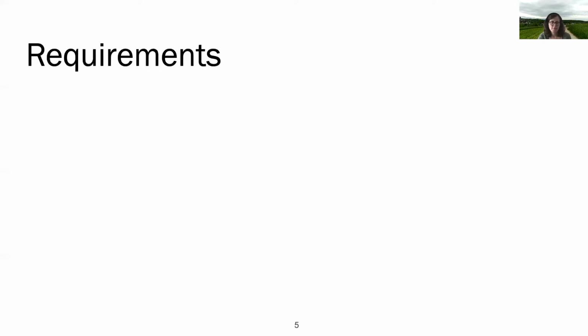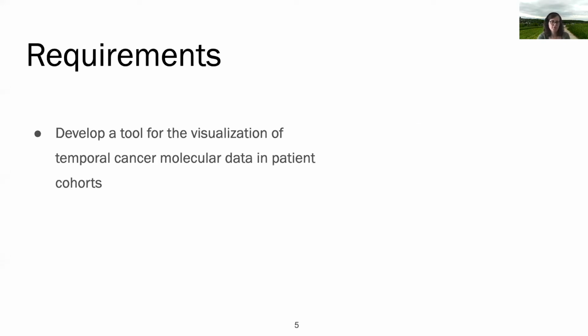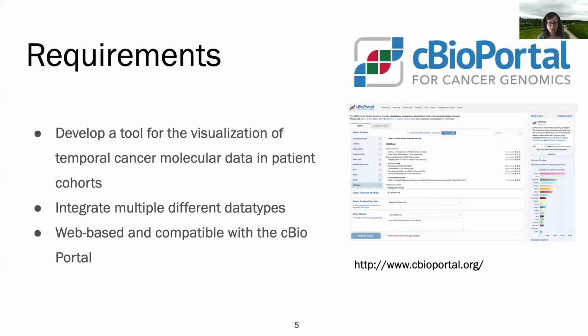This leads us to the requirements for our tool. We wanted to develop a tool for the visualization of temporal cancer molecular data in patient cohorts. And it should be able to integrate multiple different data types, such as mutations, epigenetic data, gene expression data, or protein levels. Also, it should be web-based and compatible with the cBioPortal, which you can see on the right here. It is a portal for cancer researchers where they can analyze and visualize their data.